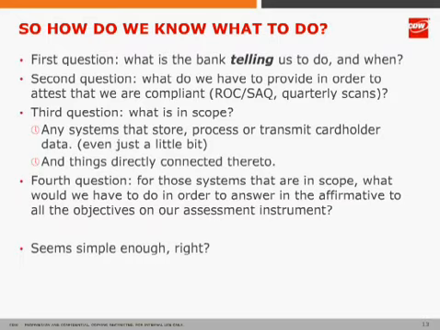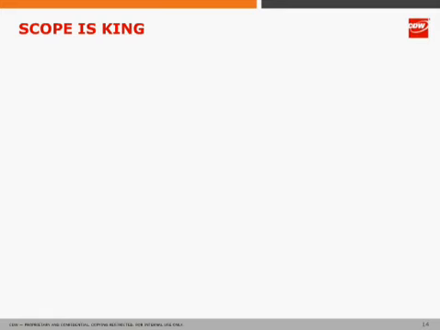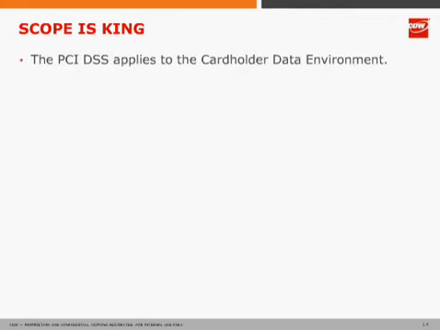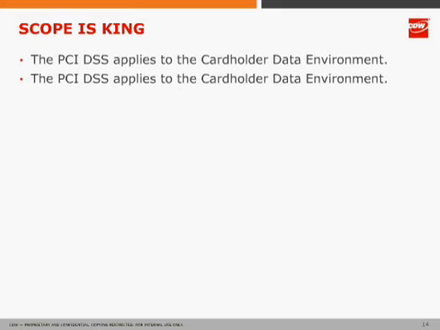The first thing, and I will emphasize this several times, scope is king. Maintaining or controlling what's in scope and making that as small and as simple as you possibly can, that is how you win at PCI. So again, the PCI DSS applies to the cardholder data environment. And let me just reiterate, it applies to the cardholder data environment. It takes people a while for this to sink in usually. But the message here is make your cardholder data environment small, simple, separate from the rest of your environment, and you win. It gets easier.